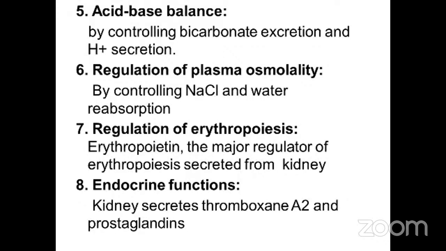Acid-base balance. Maintenance of the acid-base balance by regulation of bicarbonate excretion and hydrogen ion secretion. It maintains the pH of the blood and the pH of the body fluids. If there is any abnormality in the acid-base balance, it causes metabolic acidosis or metabolic alkalosis. So, kidneys regulate the acid-base balance.